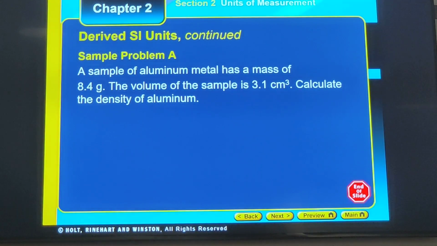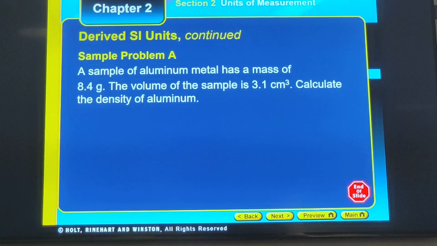Okay, so let's do a problem so that we can practice this idea. Let's say we have a sample of aluminum metal and it has a mass of 8.4 grams. So we put it on the scale, we got 8.4 grams. Its volume is 3.1 cubic centimeters. So what is its density?